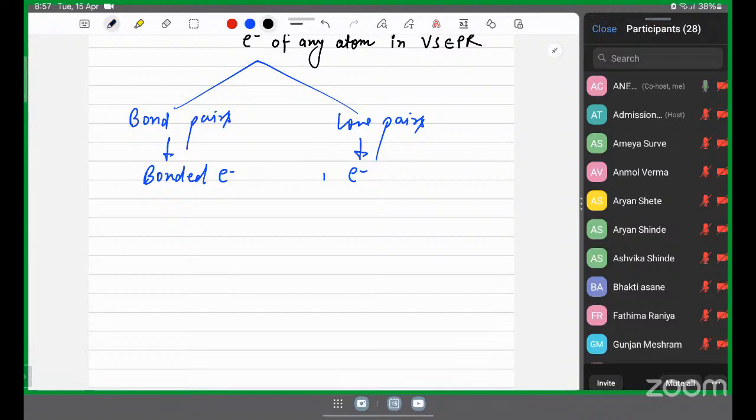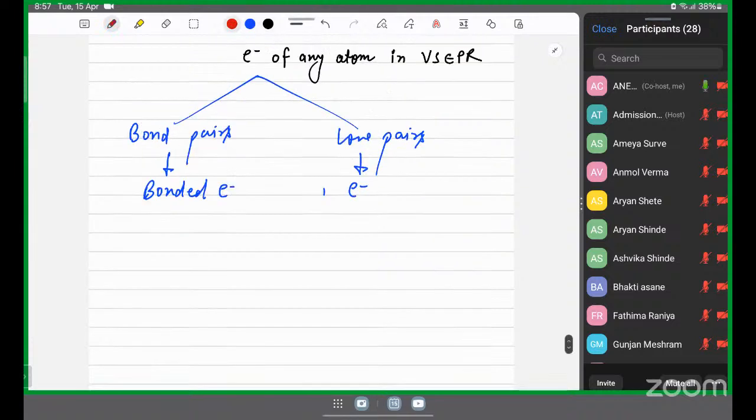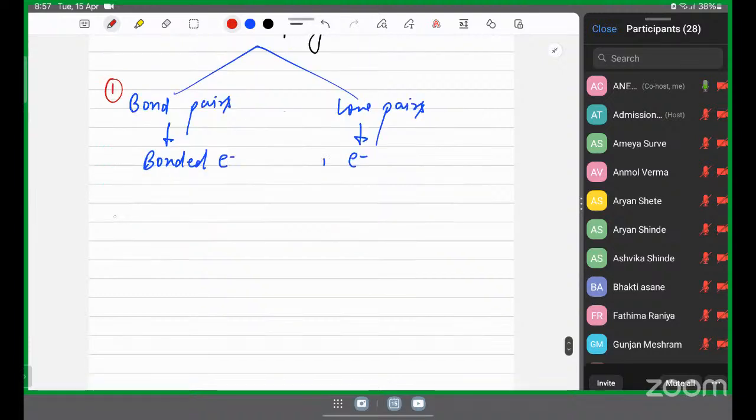Second point in VSEPR theory is that any molecule in nature will attain that possible geometry or structure in which it will be most stable, which implies that in covalent compounds, covalent bond cannot be formed in any random direction. For different compounds, covalent bond has to be in a specific direction, which implies that covalent bonds are directional in nature. Covalent bonds have certain direction.